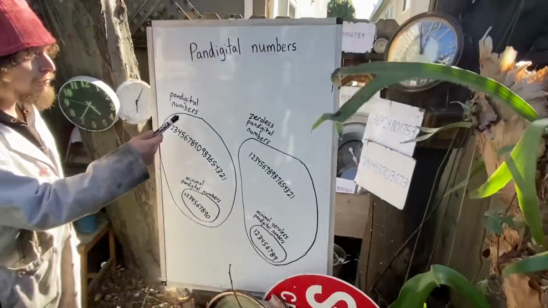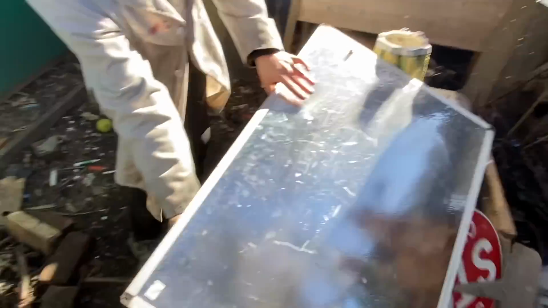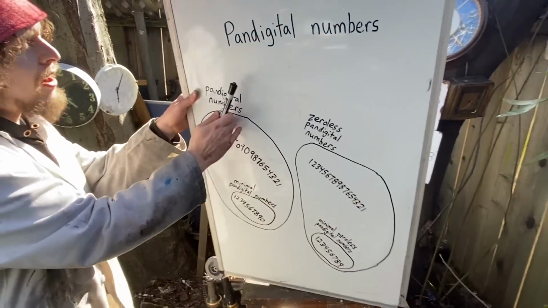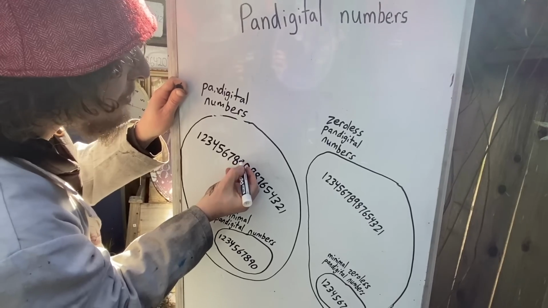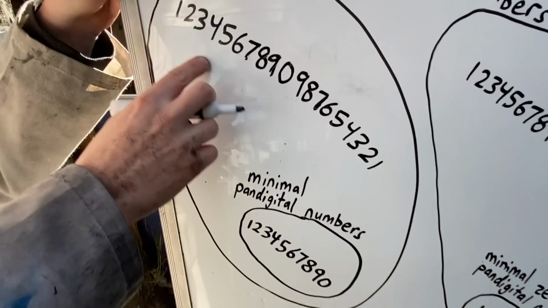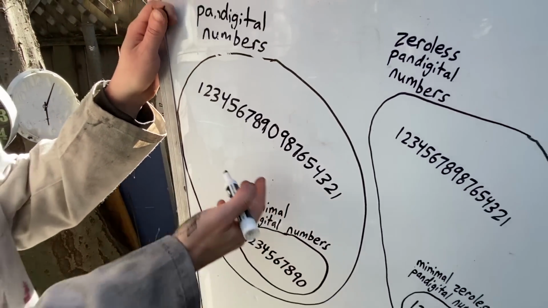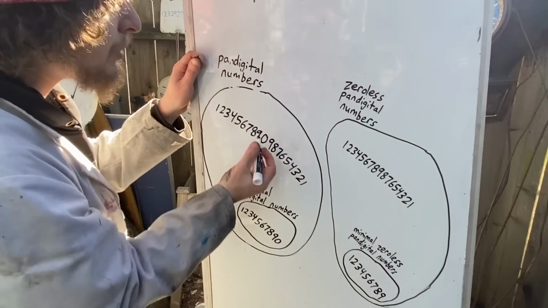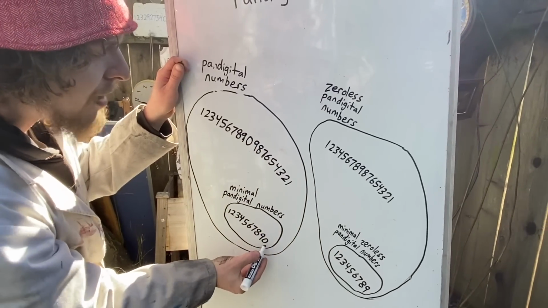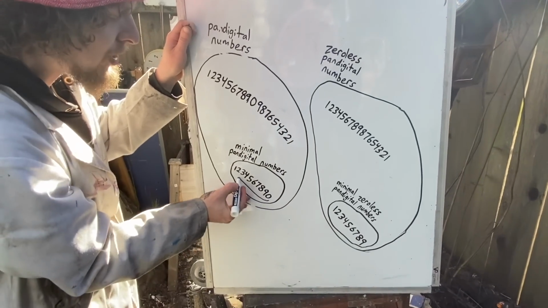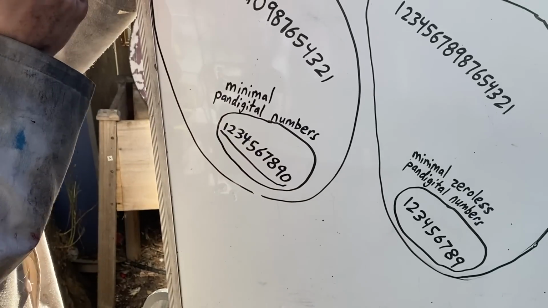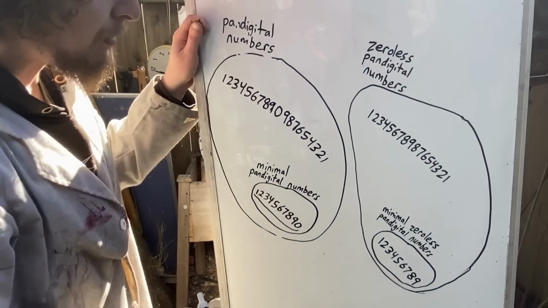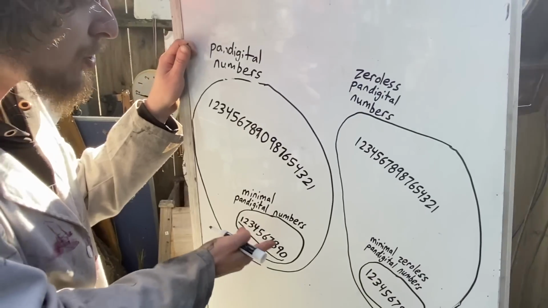Pandigital numbers come in various types. Typically, they're required to have all the digits between 0 and whatever your base's maximum digit. For our base, all the digits from 0 through 9 at least once. But sometimes they will be restricted to having the digits only once, in any order, but none of them appearing more than once. And there's various names that are given for that. There's not really a standardized terminology.